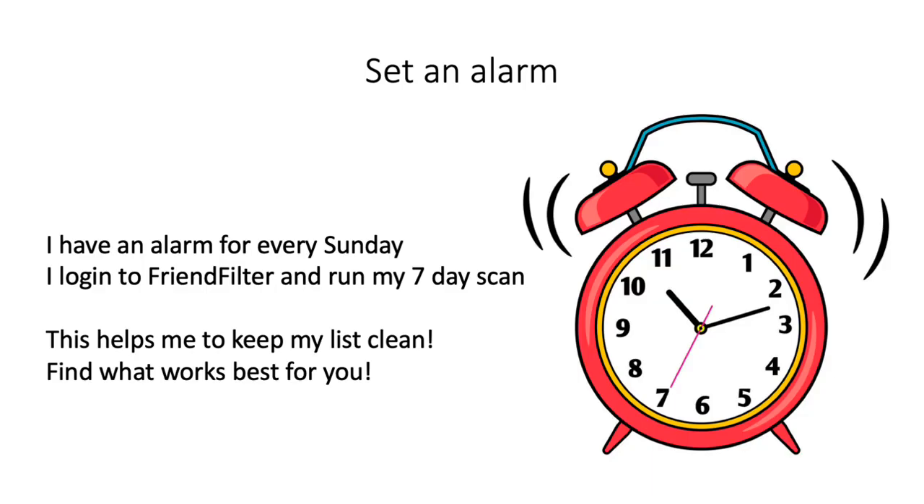And then again, set an alarm. So I have my alarm set for every Sunday. I log into FriendFilter and run my 7-day scan. Don't worry if you're overlapping a little bit, a couple of days. That's perfectly fine because we don't double count any of the engagement. So we remember who commented on what and who messaged or shared on which posts and liked which posts, and we do not double count. So if you have a little bit of overlap, that's okay, but just be sure to keep your list clean.